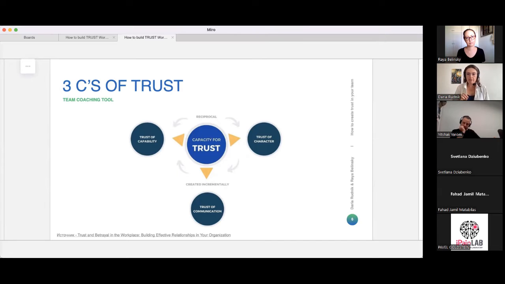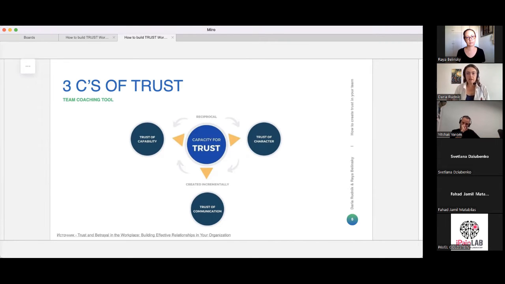There's a third part, that is trust of communication. And when we talk about trust of communication, it means that when we are in a group, in a meeting, we can openly share our ideas, concerns, questions, and mistakes, so that no one blames us for our mistakes, but discusses them as a learning opportunity.